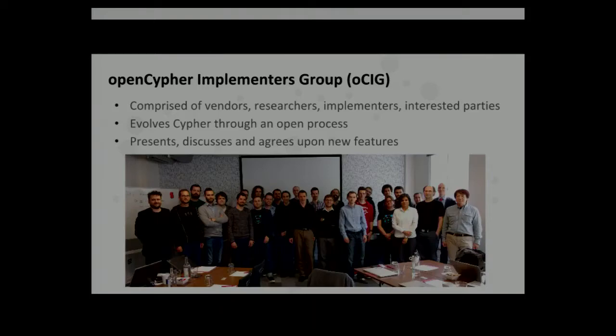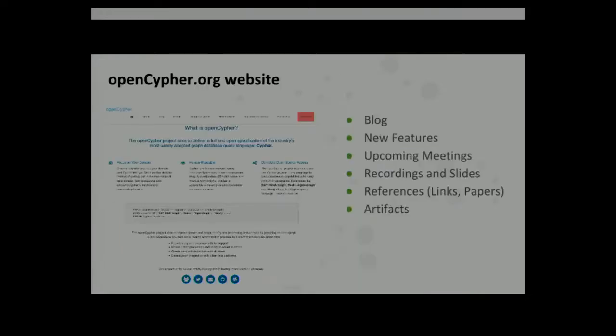And what is this community? This community are the people who take part in either the calls or the meetings of the so-called openCypher Implementers Group. That's a group of vendors, researchers, implementers, interested parties, very diverse. It evolves Cypher through an open process, right? And so we meet. Last year we had like 3 meetings, where we present, discuss, and agree upon new features. And in this way, things are driven forward.